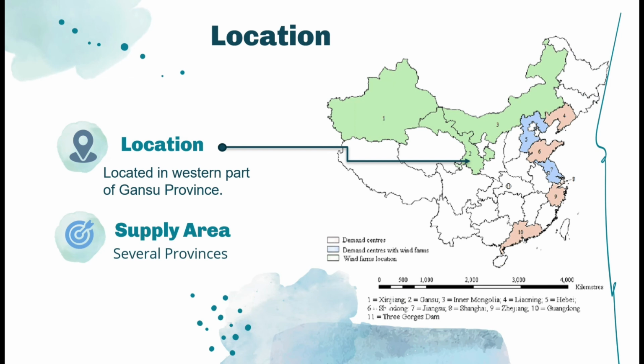Gansu Wind Farm is located in the western part of Gansu Province in China, in the desert area near the city of Jiuquan. It supplies energy to several provinces in China such as Liaoning, Zhejiang, and Guangdong. As we can see in the map of the People's Republic of China provided in the slide, Gansu Province is located in the middle.